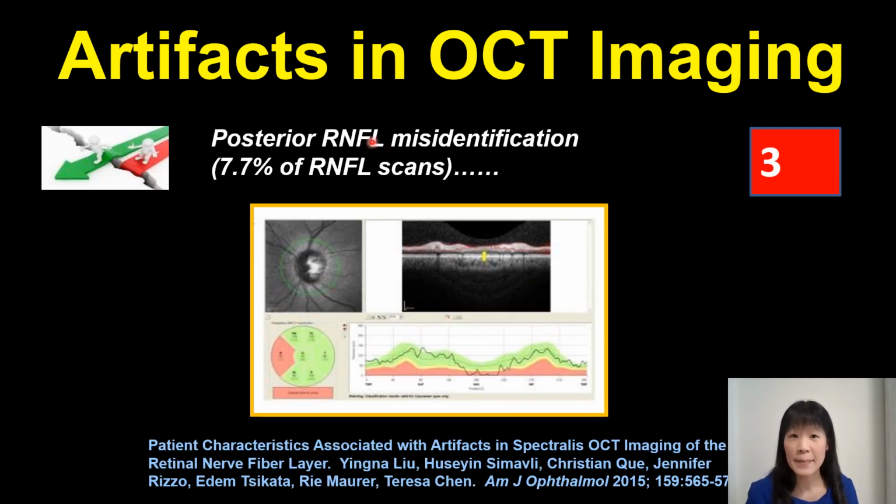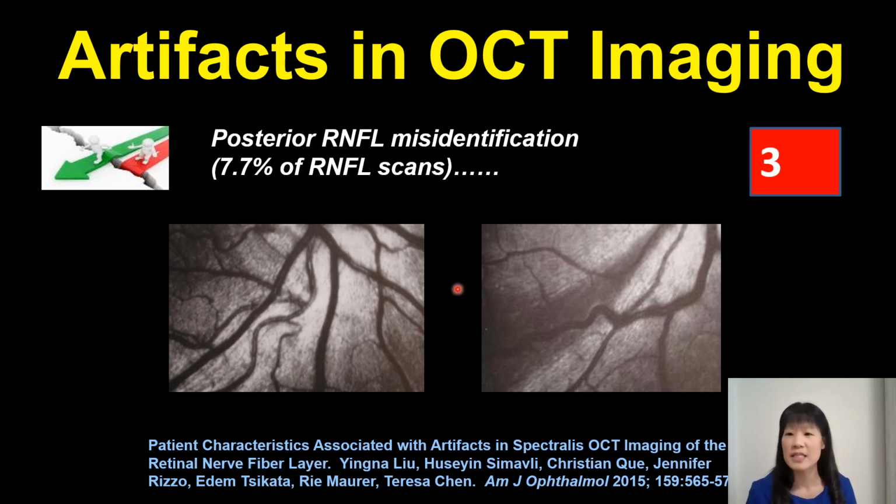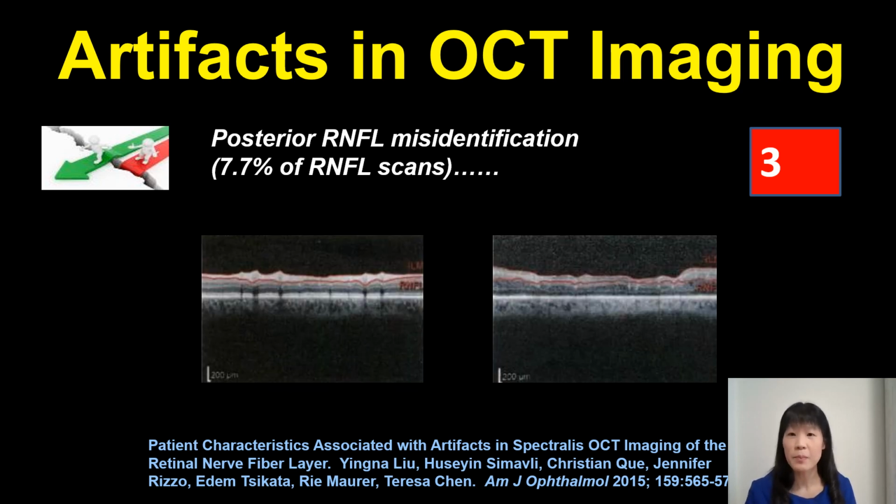Now, number 3, more common is posterior RNFL misidentification, almost 8% of the time. This makes sense, that the computer has a harder time segmenting the posterior border of the RNFL because in a normal nerve fiber layer, the RNFL is very reflective and easy to segment. However, with glaucoma, the glaucomatous RNFL is less reflective and hard to segment.